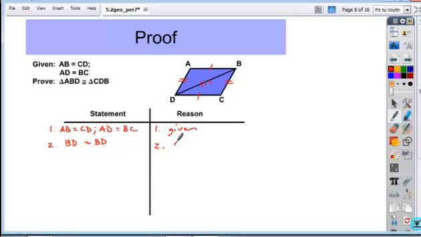Reflexive. It's reflexive. And it's like looking in a mirror. So reflexive property allows you to introduce that third element. So now we have three pairs of sides that are congruent. That's enough to show that the triangles themselves are congruent.